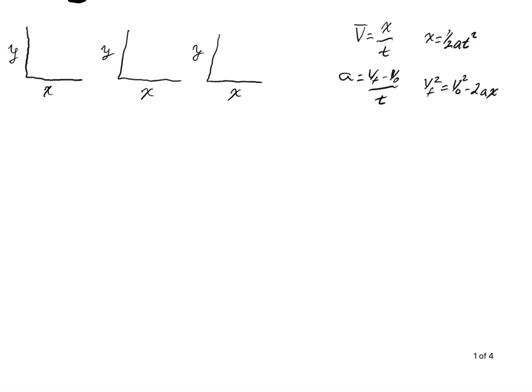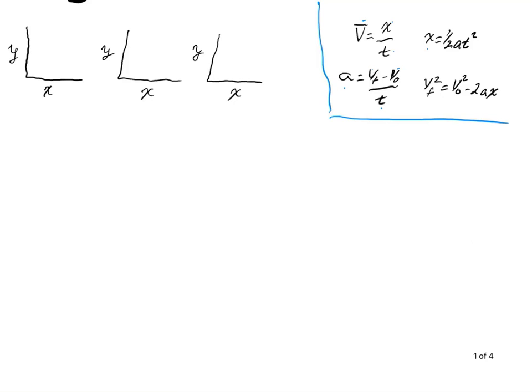Okay, let's talk for a minute about figuring out the equations for relationships from graphs. Over here on the right-hand side of the screen, I've written the four accepted equations that describe kinematics, motion. The top one is just that average velocity is equal to the distance traveled divided by the time. The acceleration is equal to the final velocity minus the original velocity divided by the time.